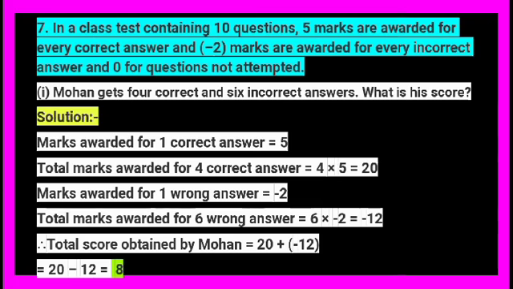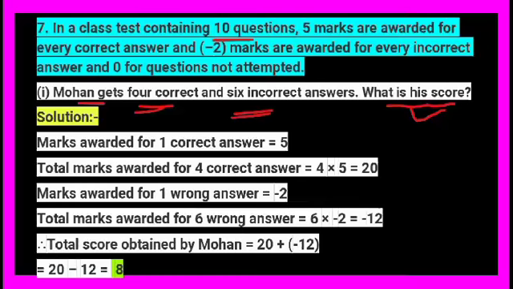Here the first condition is Mohan gets 4 correct and 6 incorrect answers. We know that there are 10 questions in the test, and out of these 10 questions, Mohan's 4 questions are correct and 6 are incorrect. And here we have to find his score.